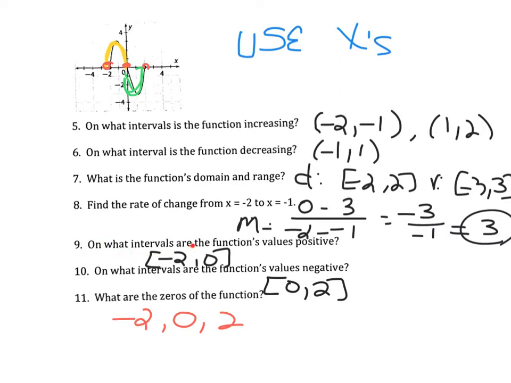Number 9, where is it positive? Positive means above the x-axis, which is this part right here, the yellow part of the graph. And remember, use your x's, not your y's. It's positive from -2 to 0. And then where's it negative? Well, it's negative down here. Use your x's again. Between 0 and 2 is where it's negative. And then they ask you where the zeros are. If it's positive up here and negative down here, the zeros are where it crosses the x-axis. The x-intercept is another word for zero. -2, 0, and 2. Wherever it touches the x-axis, those are your zeros.